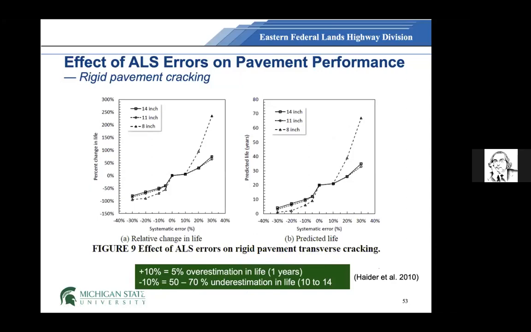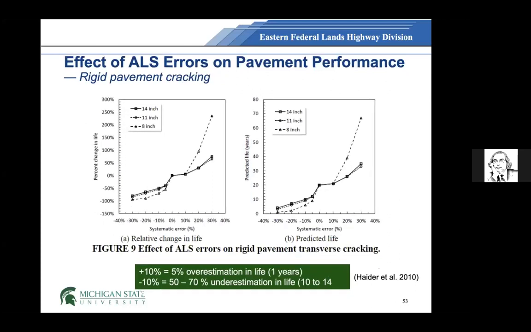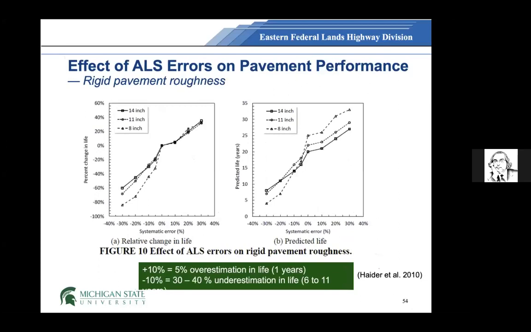Okay, so this is a significant impact of the error in your load spectra. This is for cracking, and then this is for roughness. Again, negative bias will cause 30 to 40% underestimation in your life. So that is telling us that if you have error in your load spectra, that is going to impact your design, and that is also going to impact your performance of the pavement in the real field.